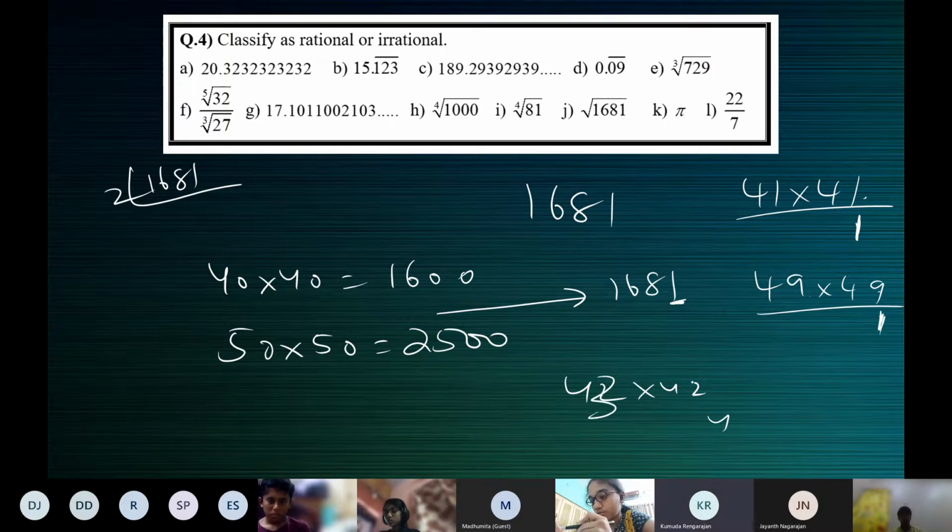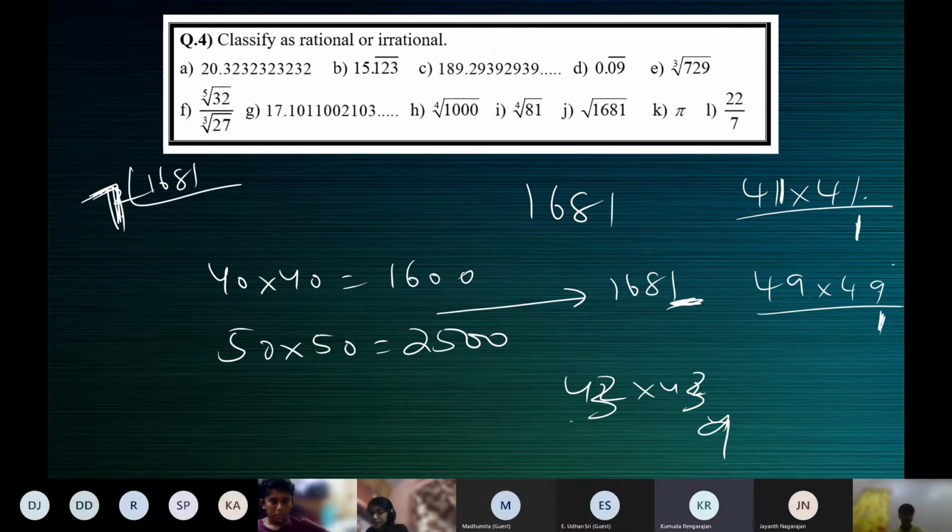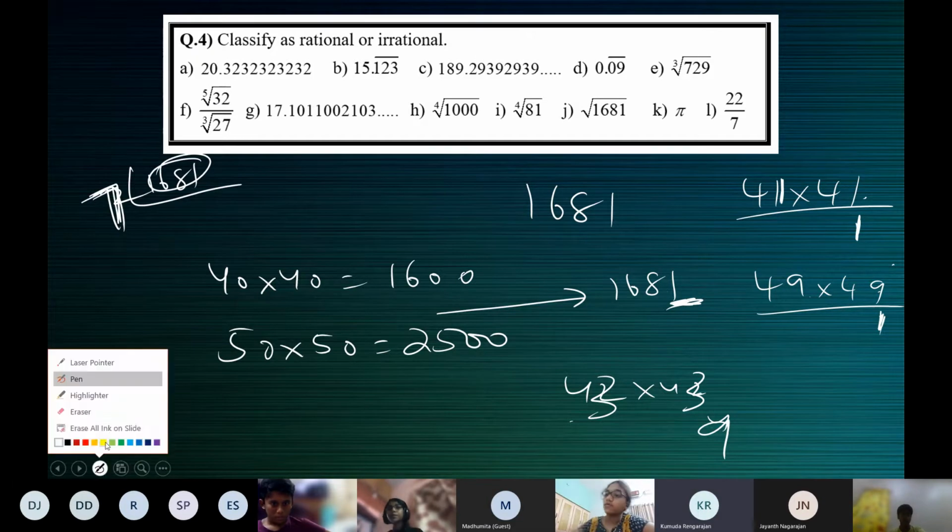It cannot be 43 into 43 because 3 threes are 9. You should get 1 in the end. So then it should be only 41 into 41 or 49 into 49. And it cannot be 49, because if it was 49 into 49, then you should have been able to divide this by 7. So going with all this, it should be 41.